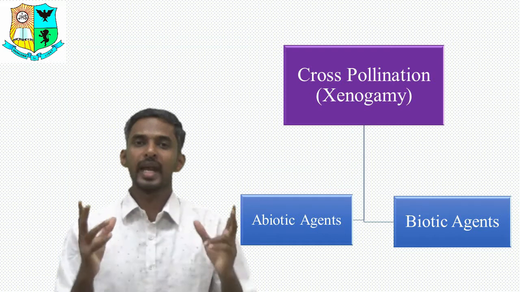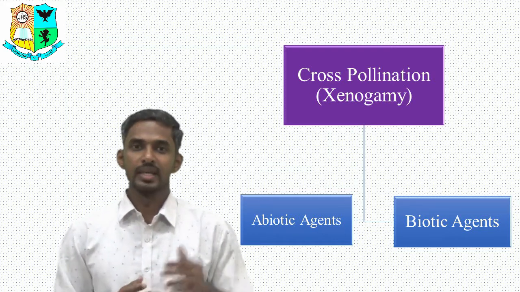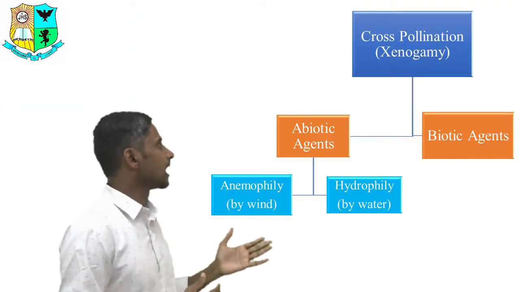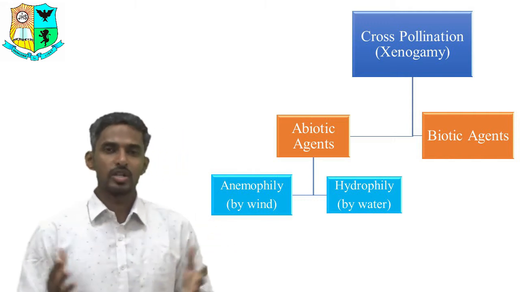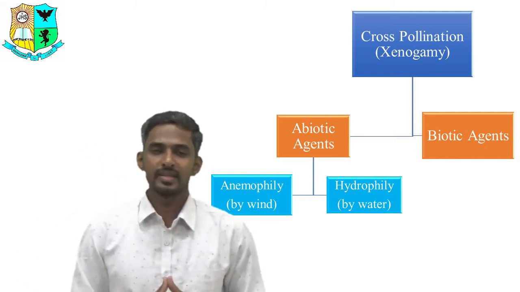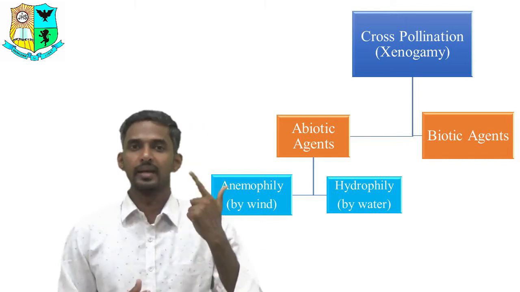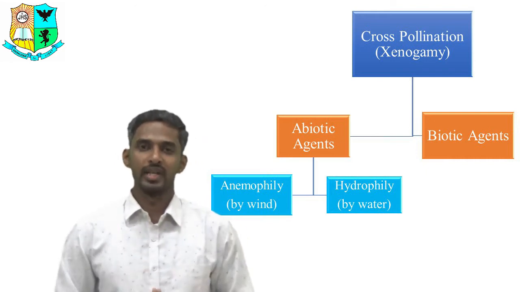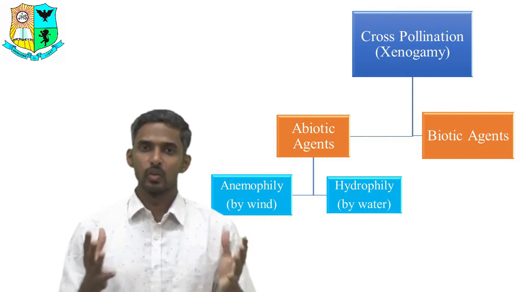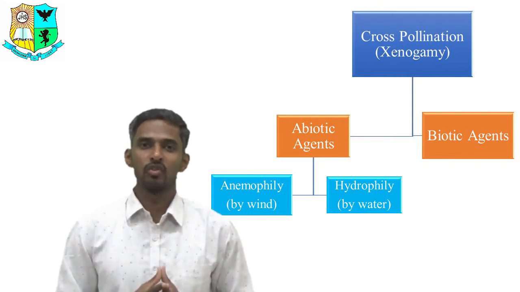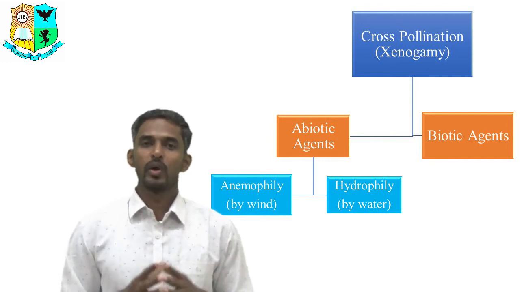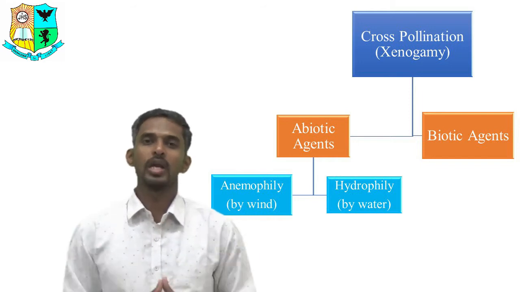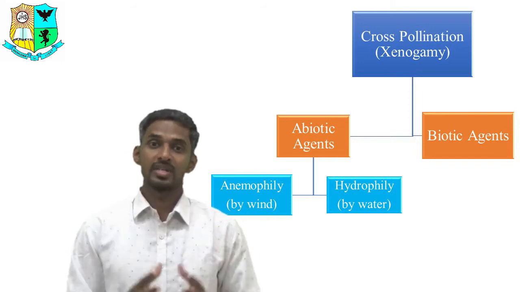Now there are mainly two categories among these agents. One is abiotic and the other is biotic. Abiotic means these are non-living things which take part in cross pollination. Non-living means we have mainly wind and water, and pollination by wind is called anemophily, and pollination by water is called hydrophily. Now we have to focus first on anemophily. The wind pollinated flowers have got special characteristics.